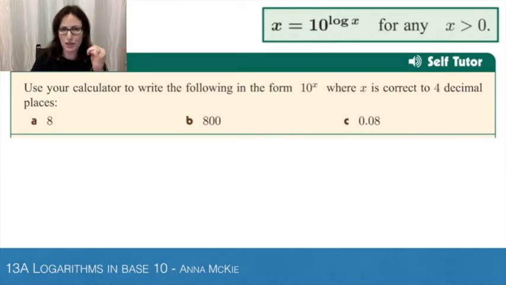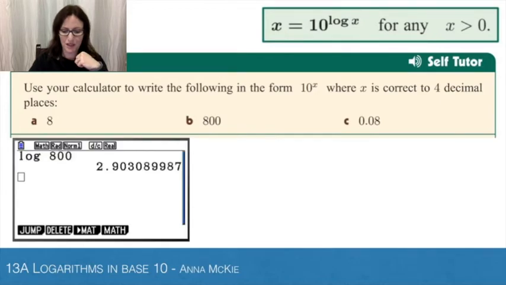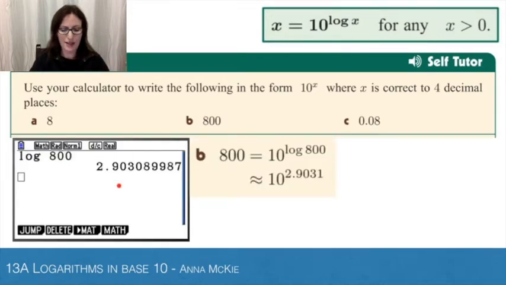Which one do you think it'll be closer to? Have a think. So you put log of 800 and work that out. And there you can see which one it was closer to, 3. We rewrite that. 800 is equivalent to 10 to the power of log 800. And then the answer for log 800 is this, 2.9. So giving 10 to the power of 2.9031 is approximately equal to 800.